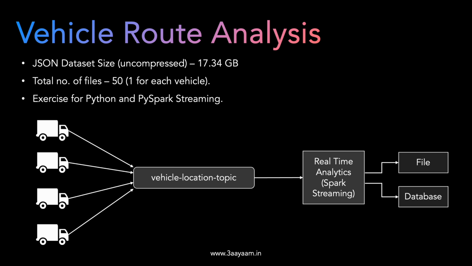It is a JSON dataset and there are approximately 50 files. The size of all the files combined together is approximately 17.34 GB, which is the uncompressed size. And as I already mentioned, the total number of files is 50. Each file corresponds to a single vehicle, meaning that one file would contain data only from one vehicle.